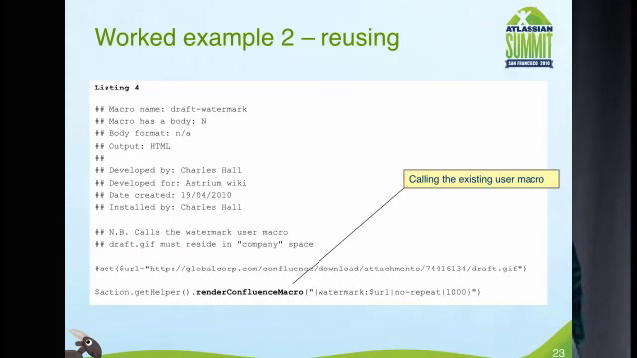So here we are setting our full URL where we can expect to find the draft image. We're putting that into a variable. And then this special command here allows us to call the first user macro. So there we are calling watermark. We're passing in the URL, which we set here, and passing in the repeat behavior and the minimum height. And hey presto, that ensures we can always get access to that draft image.